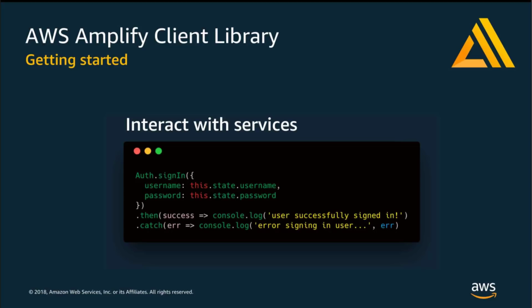If you'd like to learn more about the actual API behind this, Auth actually has over 30 different methods. The AWS Amplify GitHub documentation and our actual documentation site has a really good rundown of all of the different APIs that are available and how they all work.